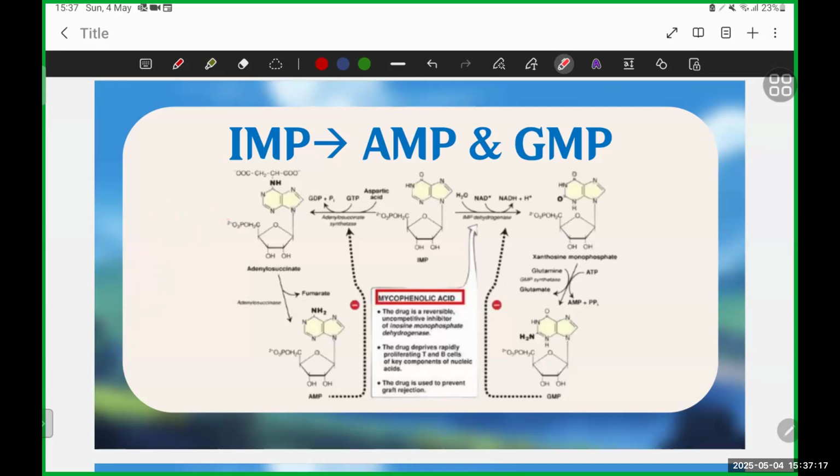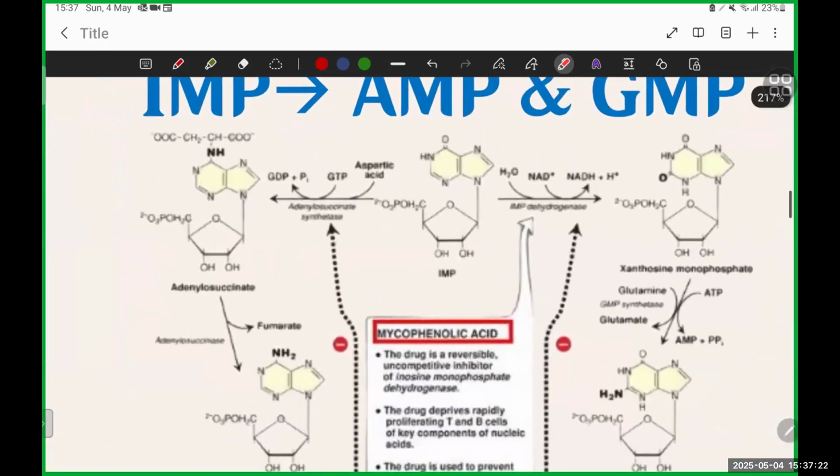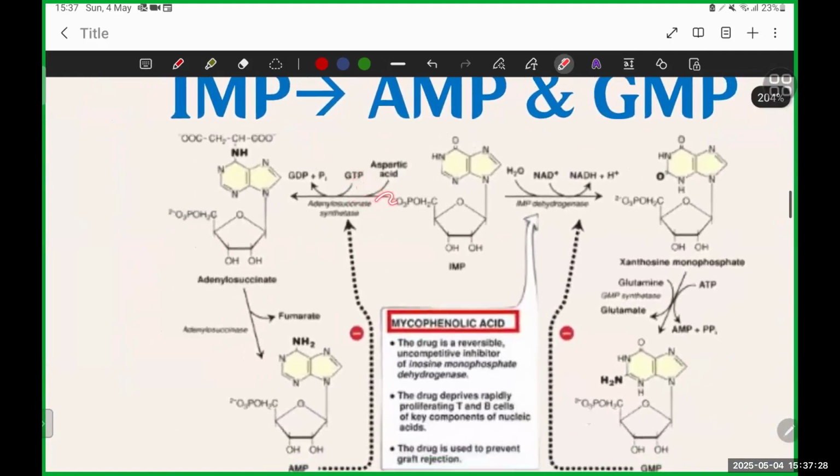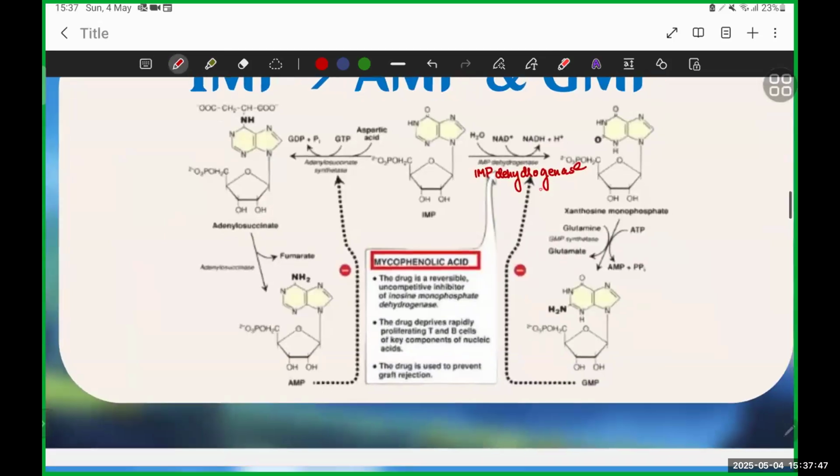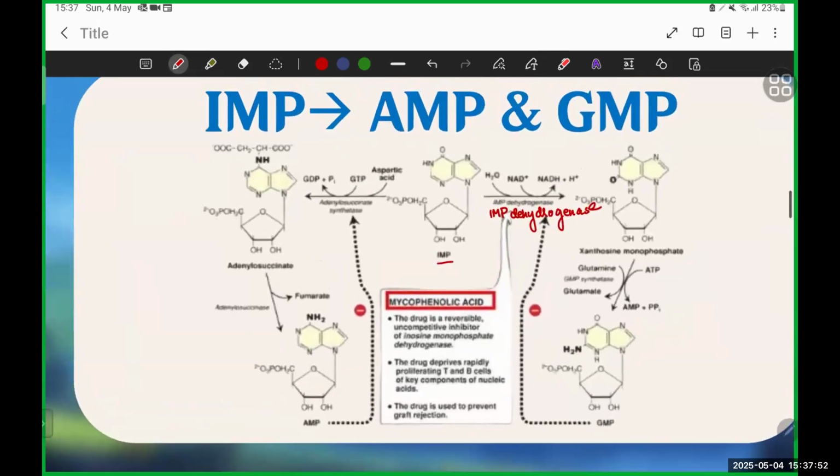I don't think it's pretty clear here. But all right. This enzyme is IMP. Let me just write it down. Dehydrogenase. This one is IMP dehydrogenase, and this is a focus here because we have a drug here again. But anyways, so you have IMP. IMP goes and then eventually forms AMP.